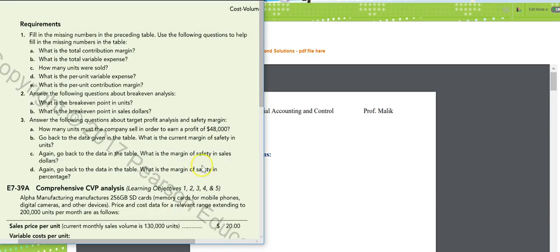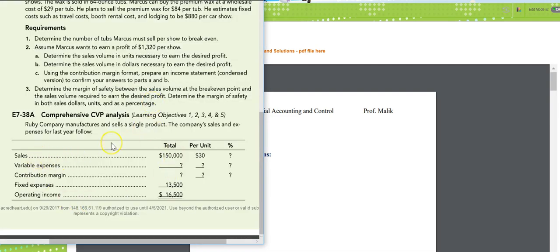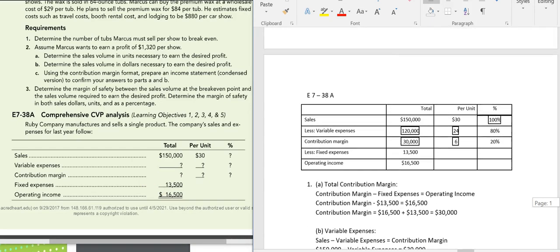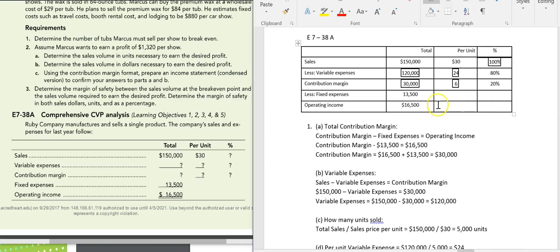Now let's see. Question B says go back to the data given in the table. What is the current margin of safety? That means I will go to the other page. This is the table. What is the margin of safety? Right, so we need to see the table that has all the information. We solved these at the beginning. So margin of safety is what? Again, the extra sales, the excess sales you are making on top of your break-even sales. Right. So you can express the margin of safety in terms of units or in terms of dollar value.